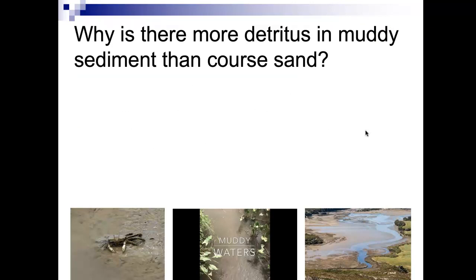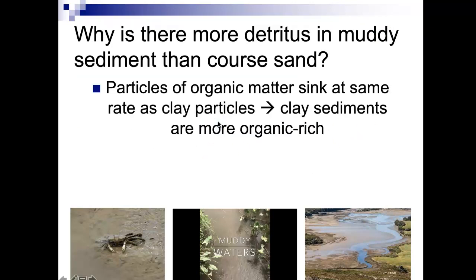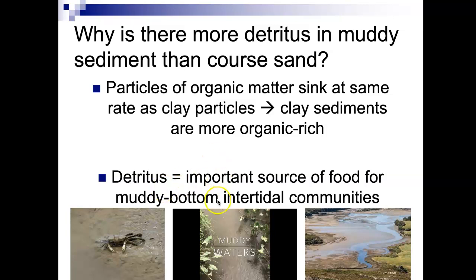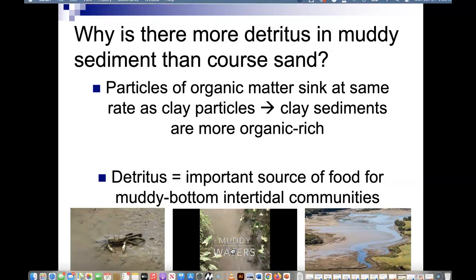So why is there more detritus in muddy sediment communities, more so than coarse sand? It's partially just because particles of organic matter are going to sink at the same rate as clay particles. So dead and decaying matter is going to sink at the same rate as your fine clay particles. And clay sediments then are just going to be more organic rich because they settle at the same time. So detritus is going to be really important for your soft bottom communities, because you have mostly detritus feeders.